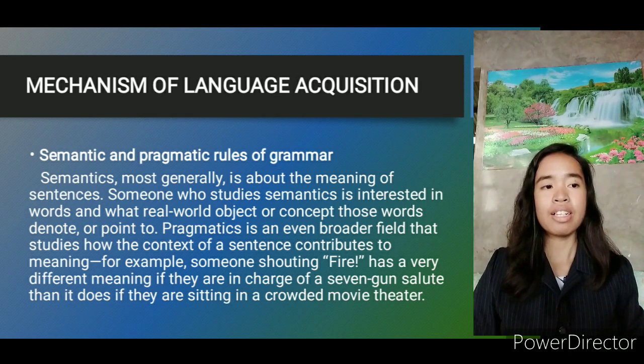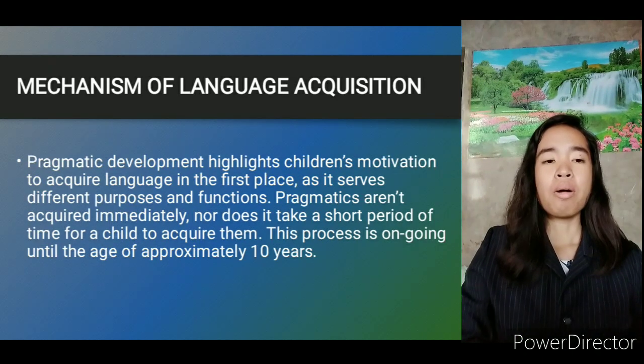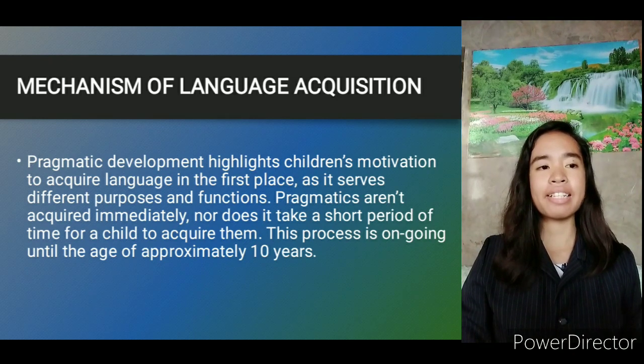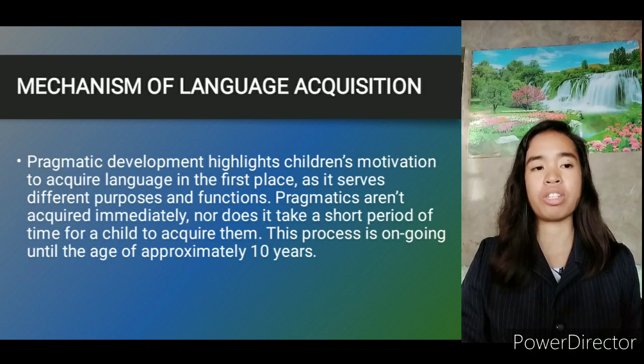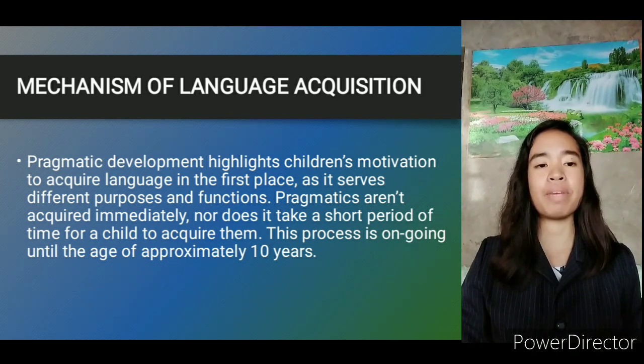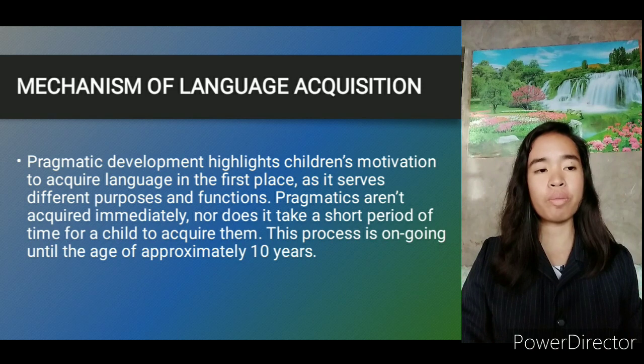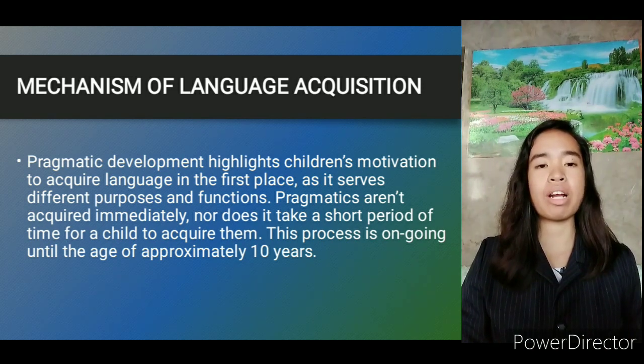For example, someone shouting "fire" has a very different meaning if they are in charge of a 21-gun salute than it does if they are sitting in a crowded movie theater. Pragmatic development highlights children's motivation to acquire language in the first place, as it serves different purposes and functions. Pragmatics aren't acquired immediately, nor does it take a short period of time for a child to acquire them. This process is ongoing until the age of approximately 10 years.